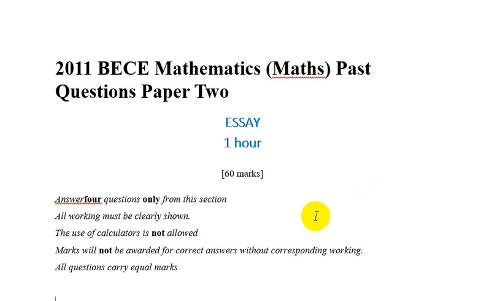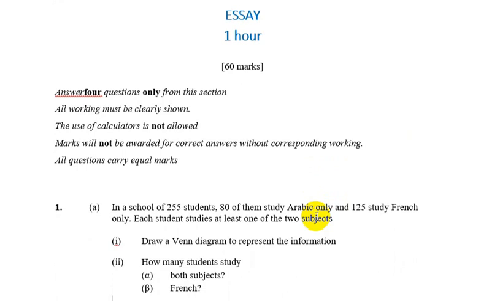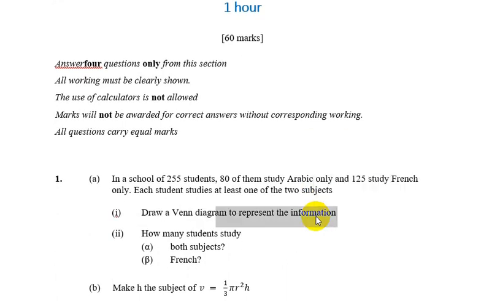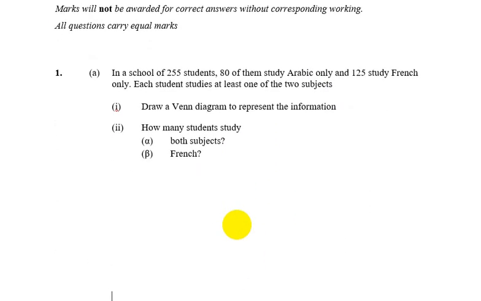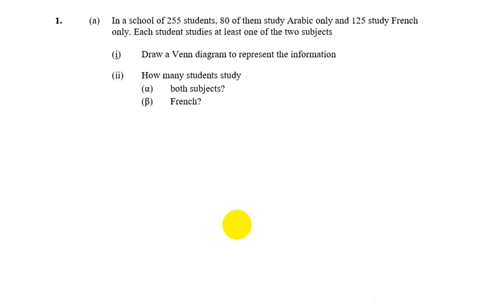Now, let's get straight into it. Our first question for 2011 BECE is a Venn diagram question actually. It says, in a school of 225 students, 80 of them study Arabic only, and 125 study French only. Each student studied at least one of the two subjects. Draw a Venn diagram to represent the information. How many students study both subjects and that of French?